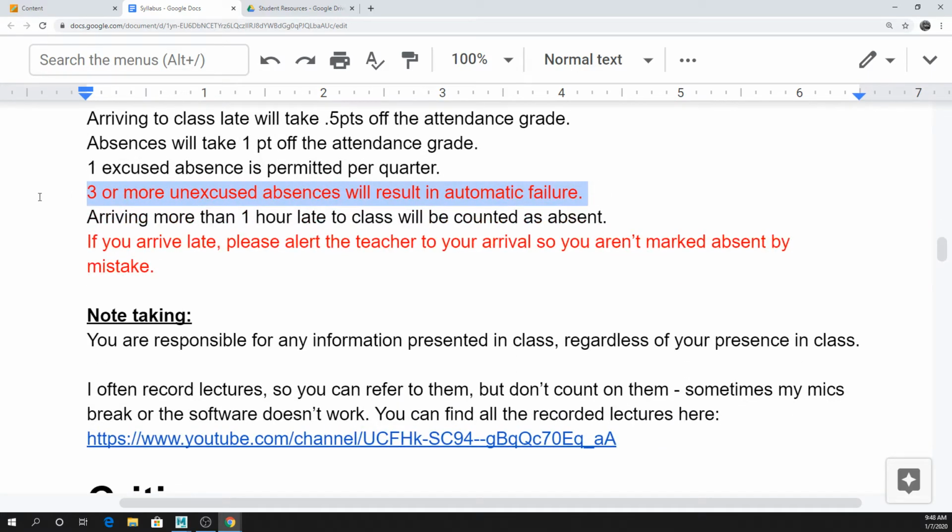Drexel policy, 3 or more unexcused absences will result in an automatic failure from the class. And I'm also going to count arriving more than an hour late as being absent because that is extremely late. And just a weird note, please do let me know if you come in late. Usually if I'm doing demos, I'm facing the computer and actually don't notice people coming in. So if you want to make sure that I get you for attendance, just ping me.